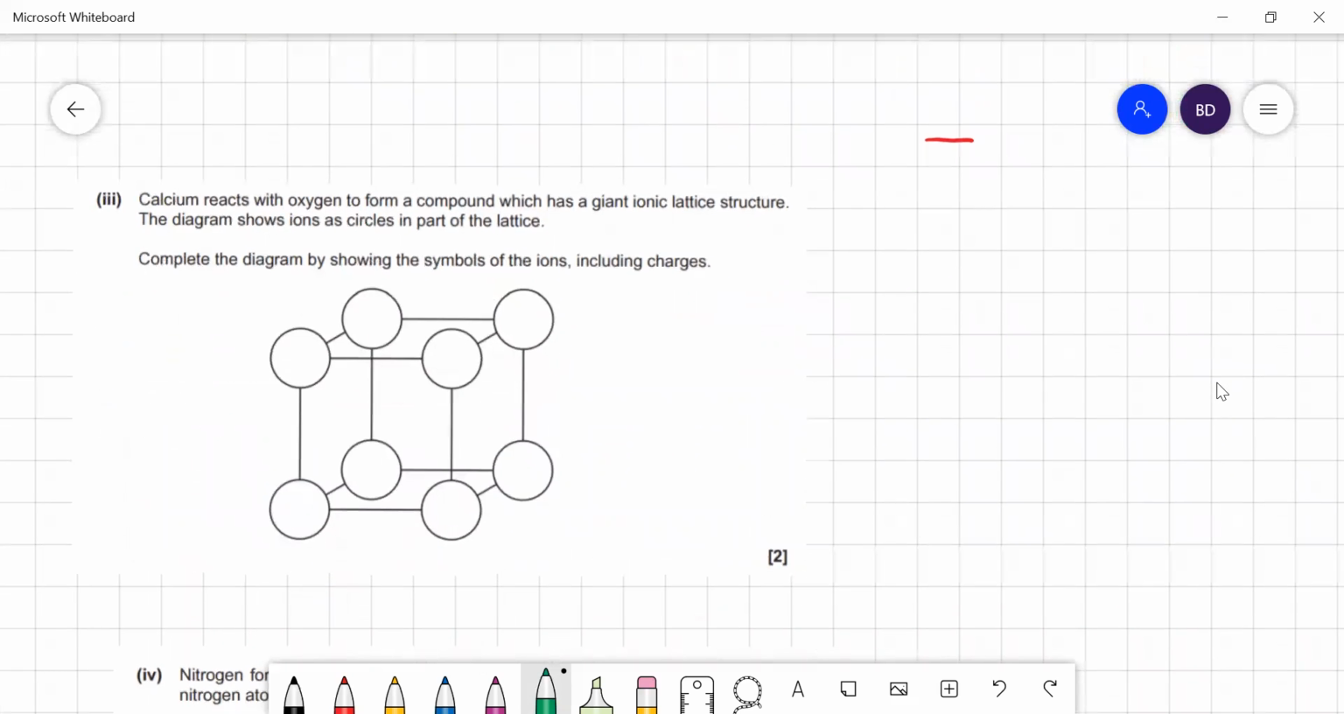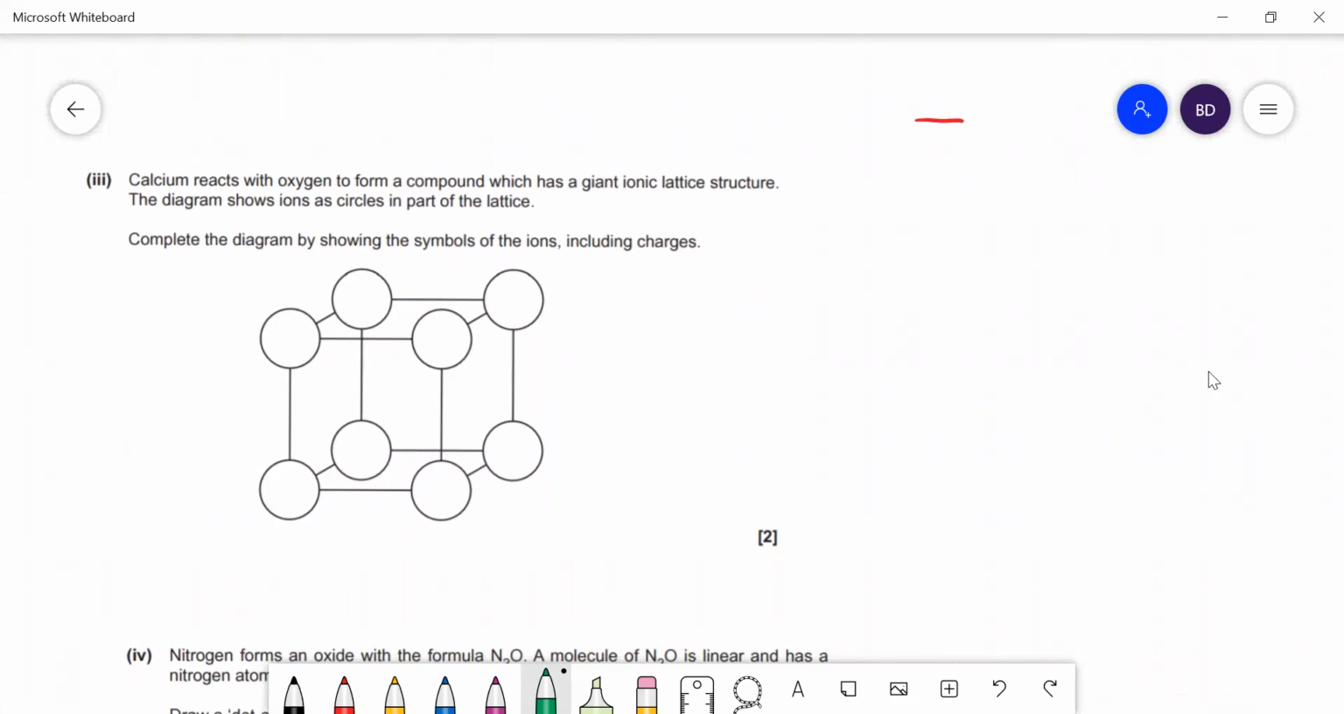Calcium reacts with oxygen to form a compound which is a giant ionic lattice. The diagram shows the ions. Complete the diagram by showing the symbols of the ions, including the charges. Well, obviously, calcium, we've said, is in group 2. It's going to form Ca2 plus ions. Oxygen is 2, 6. That always forms an oxide ion when it forms ionic compounds.